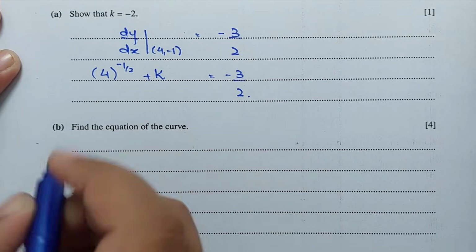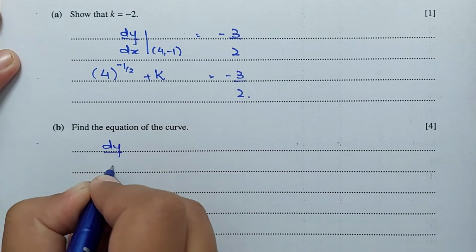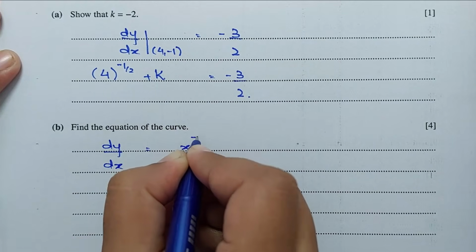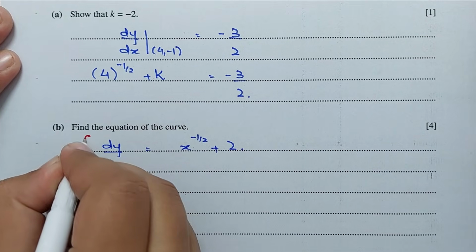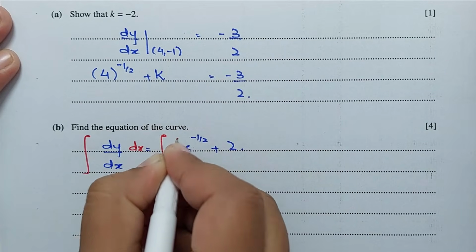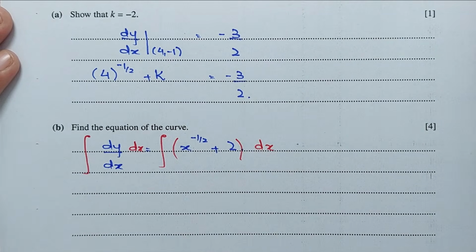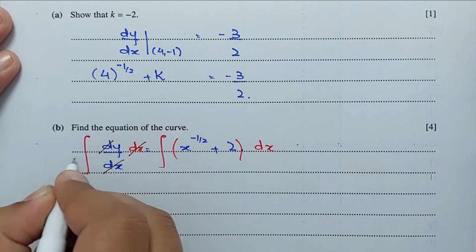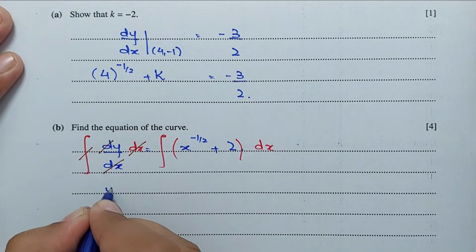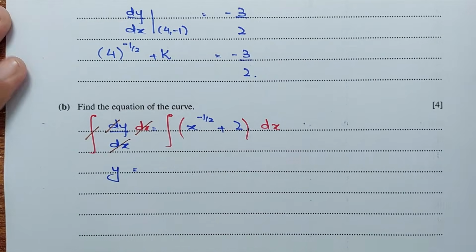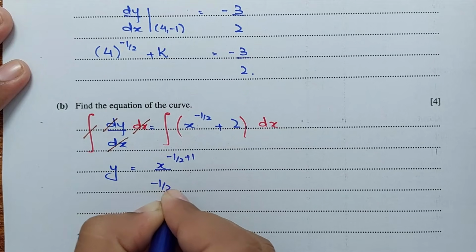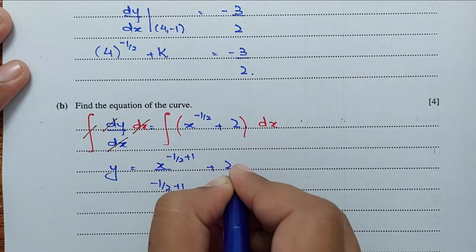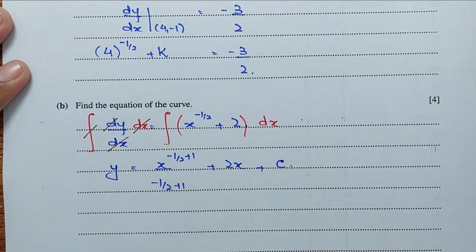Now for part B, find the equation of the curve. So we are given dy over dx is x to the power minus 1 by 2 plus k, which is equal to 2. We have to find the equation for the curve. For this we have to integrate both sides with respect to x. So dx is cancelled with dx, the derivative is cancelled with the integral, we are just left with y, that is the equation of the curve. So applying the power rule of integration, which is x to the power plus 1 divided by power plus 1, plus 2 times x, and plus the constant of integration.